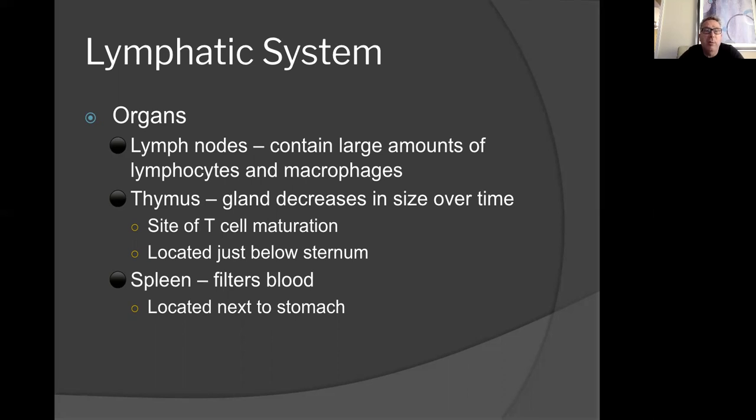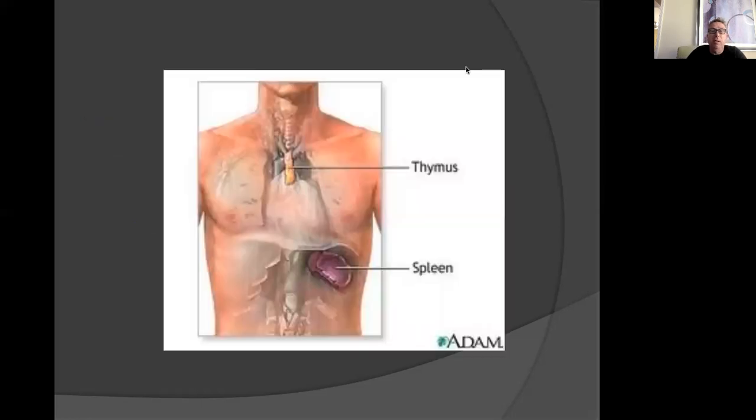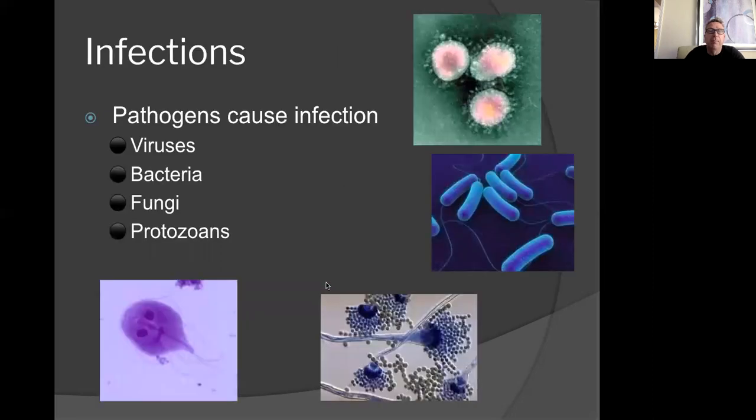The thymus gland will decrease in size over time. We'll talk about the T cells and B cells, but the T cell is a type of immune cell. The maturity of the T cell occurs in the thymus, located just below the sternum. And I think we've pointed it out before, possibly in the endocrine system. And the spleen filters the blood and is located next to the stomach. We can remove the spleen if it gets infected, but it does adversely impact your immune system.